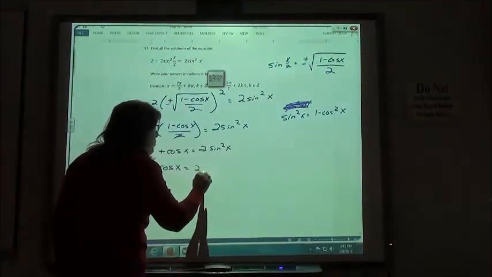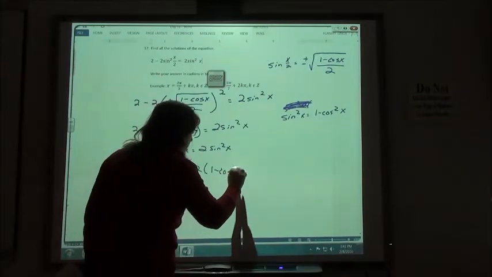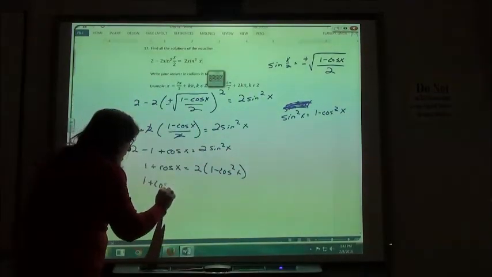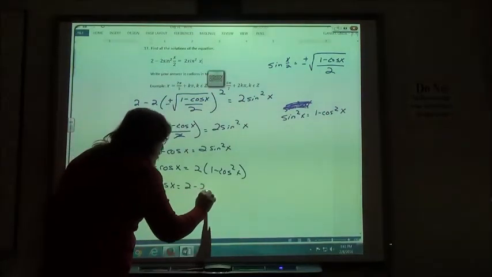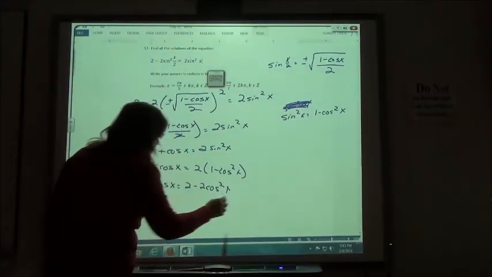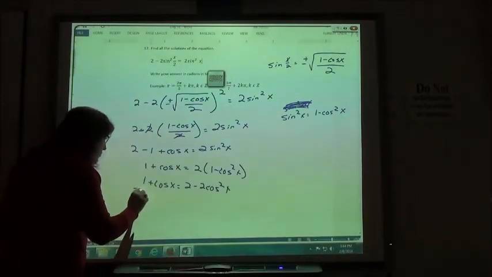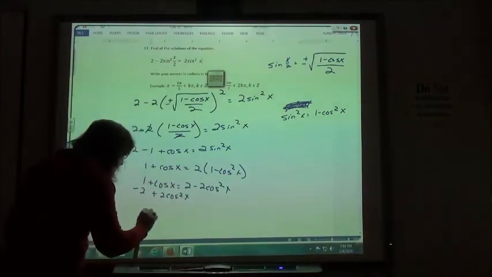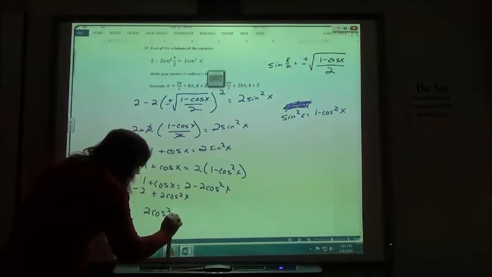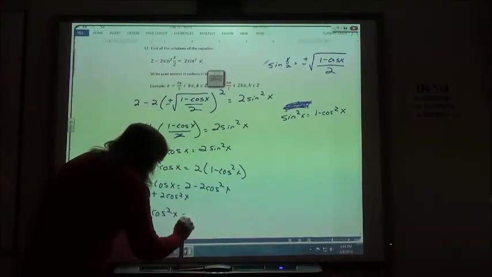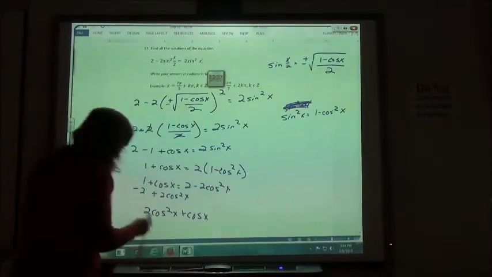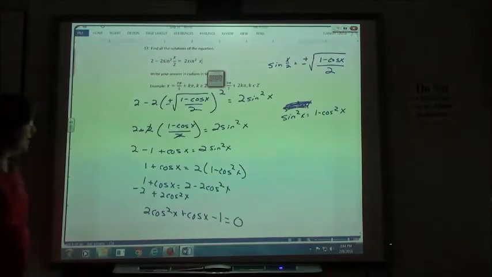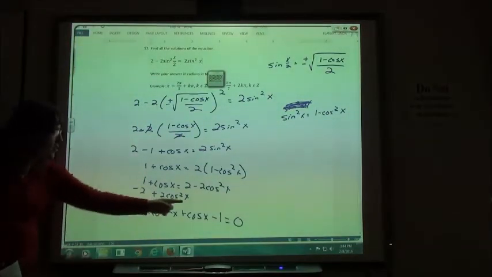So I'm going to have 2 times 1 minus the cosine squared of x. So 1 plus the cosine of x equals 2 minus 2 cosine squared of x. Moving these over here, I'm going to subtract my 2 and add my 2 cosine squared of x. So 2 cosine squared of x plus the cosine of x minus 1 would equal 0 when I combine all my terms. 1 minus 2 would be my minus 1.